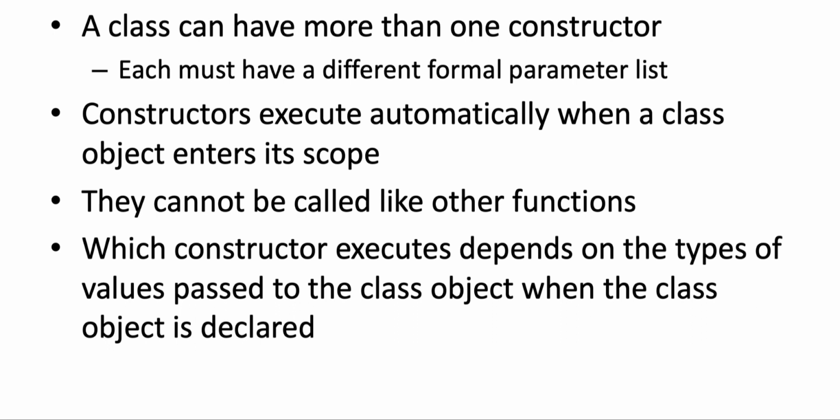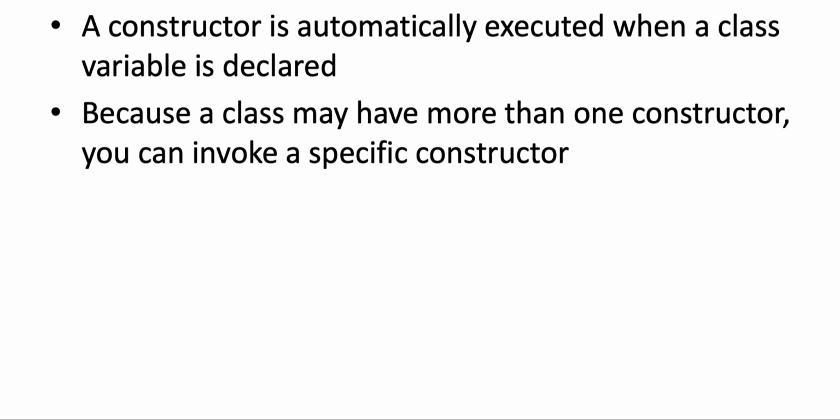Which constructor executes depends on the type of the values passed to the class object when the class object is declared. And remember, when the data types are different or the number of parameters are different, then based on how you call the constructor, the respective constructor is going to be called. A constructor is automatically executed when a class variable is declared, and because a class may have more than one constructor, you can invoke a specific constructor whenever you want.